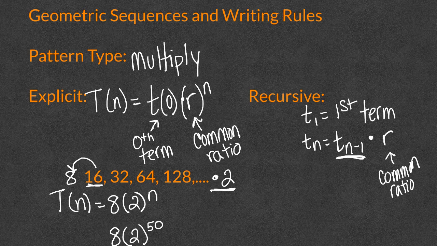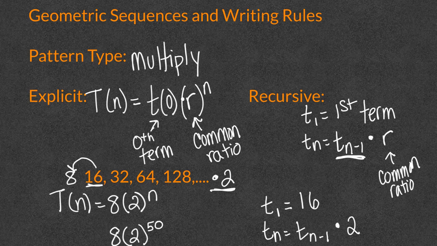To write a recursive rule, we're going to start off with our first term, which is given to us in the list of our sequence, so it's going to be 16, and then we're going to use that repetitive subscript notation, where we're going to say to get to the next term, you're going to take your previous term and multiply it by 2 as we're using that common ratio.